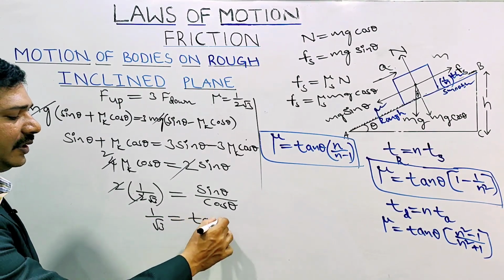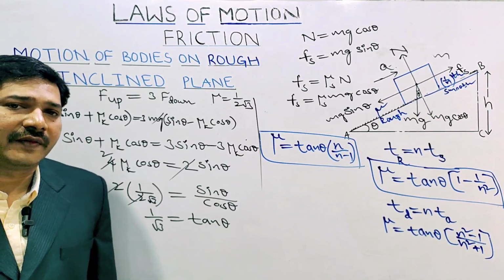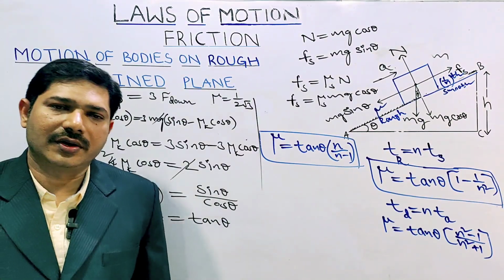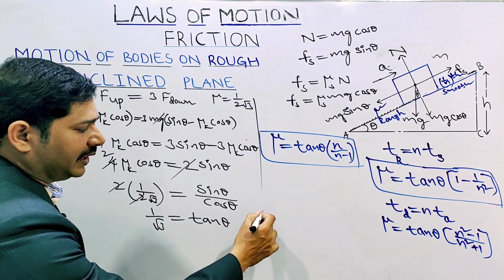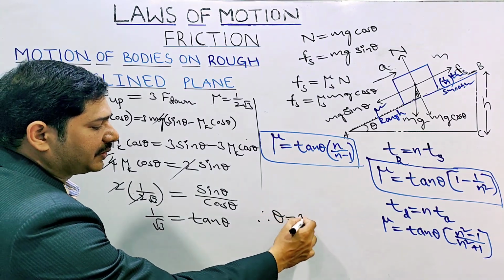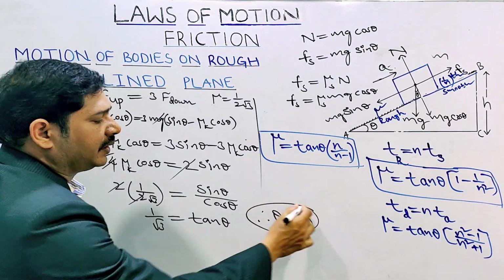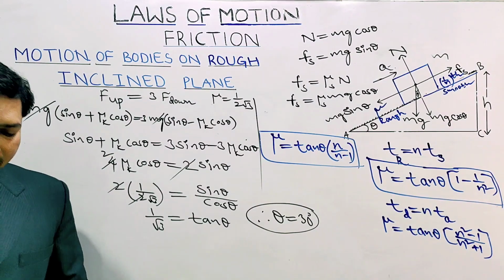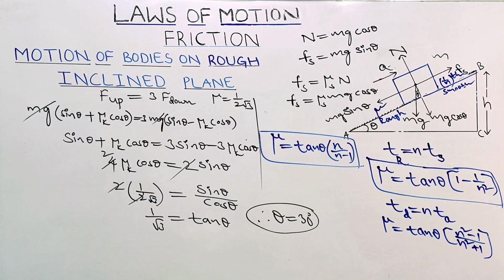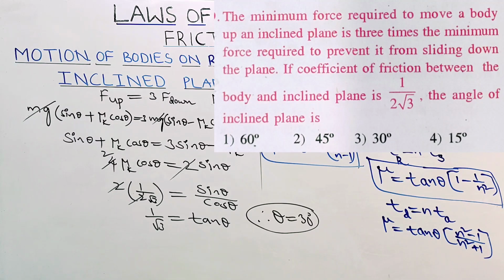Tan theta. In tan function, when we'll get the 1 by root 3? So for 30 degrees we'll get. Therefore theta equal to how much? 30 degrees. Okay, the angle of inclination is how much? 30 degrees. Which option is correct? So here it is clear. Third option is the correct option.